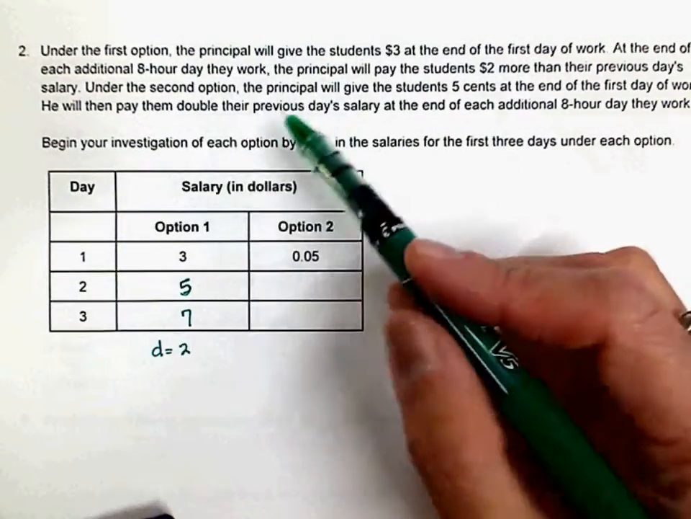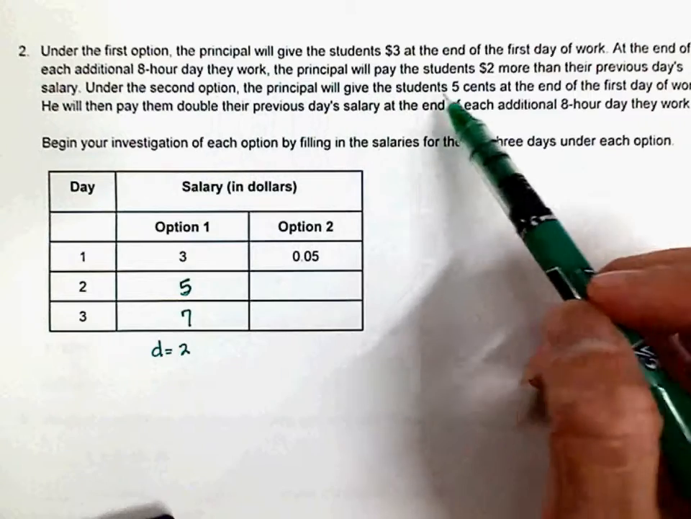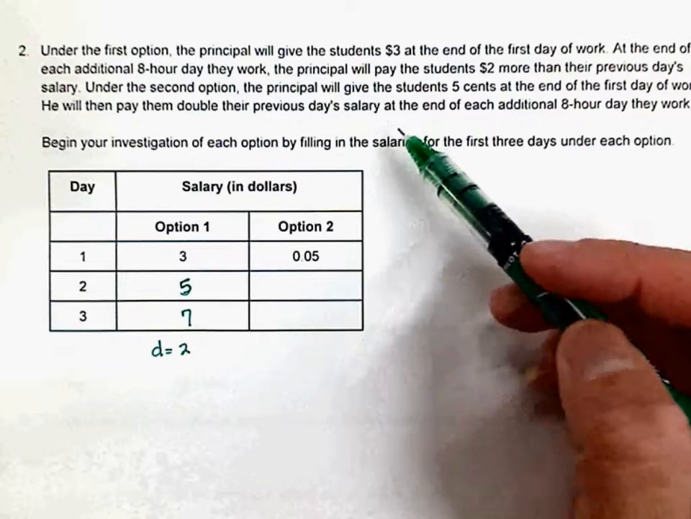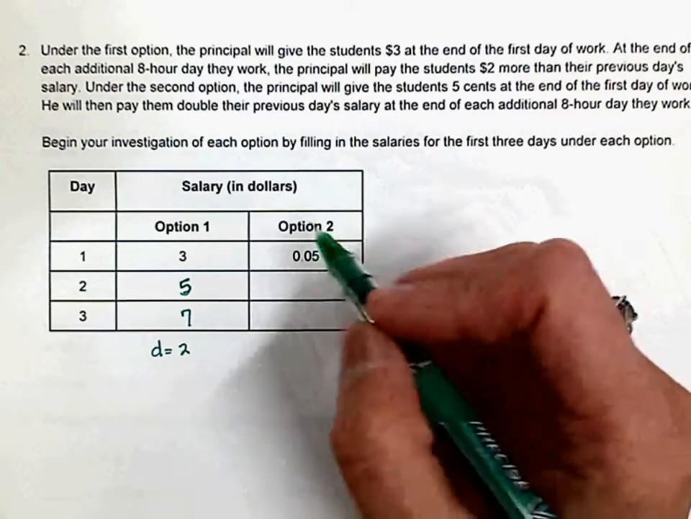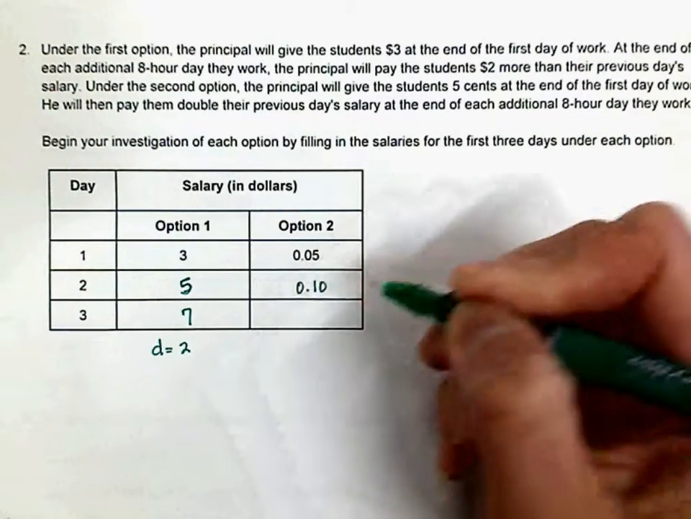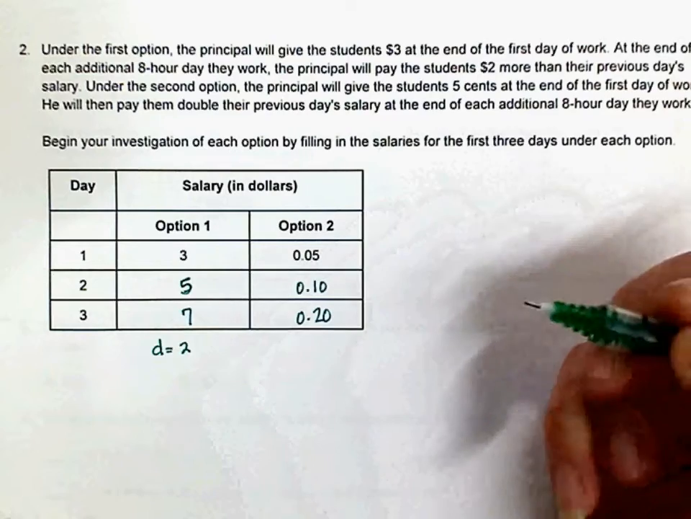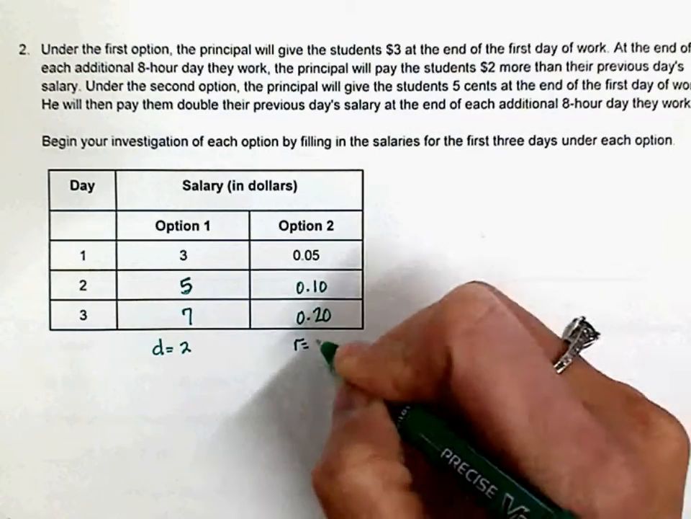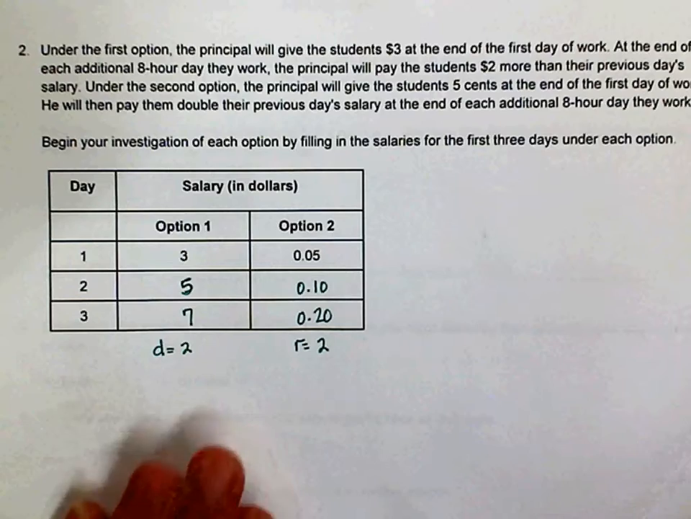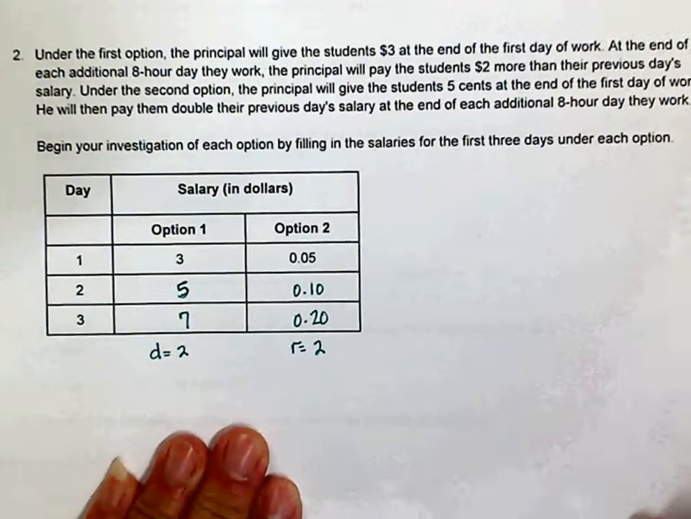Now, under the second option, the principal will give the students 5 cents at the end of the first day of work. He will then pay them double their previous salary for each additional 8-hour day they work. So the first day they get 5 cents. The second, they're going to get 10 cents. The third, they're going to get 20 cents. So the rate is 2. They're doubling, so they're going up by 2. Notice the difference in the 2. Right now, option 1 pays more money. Okay. Let's go to number 3.